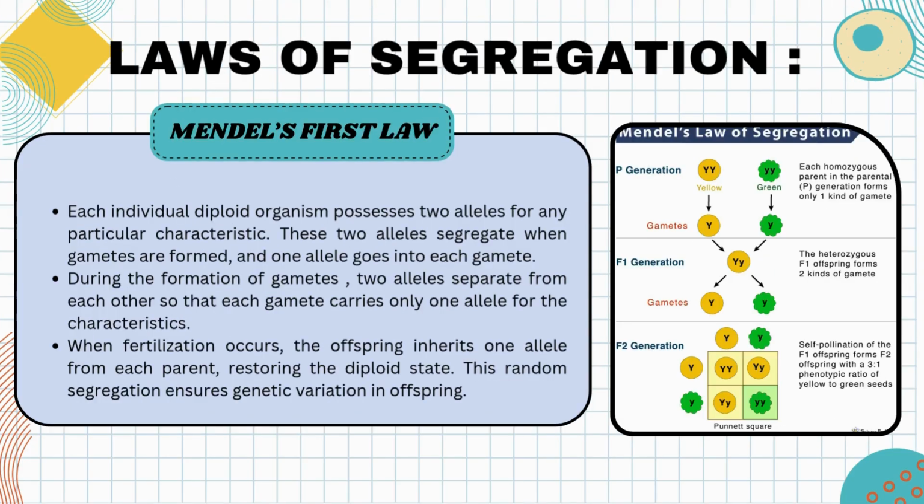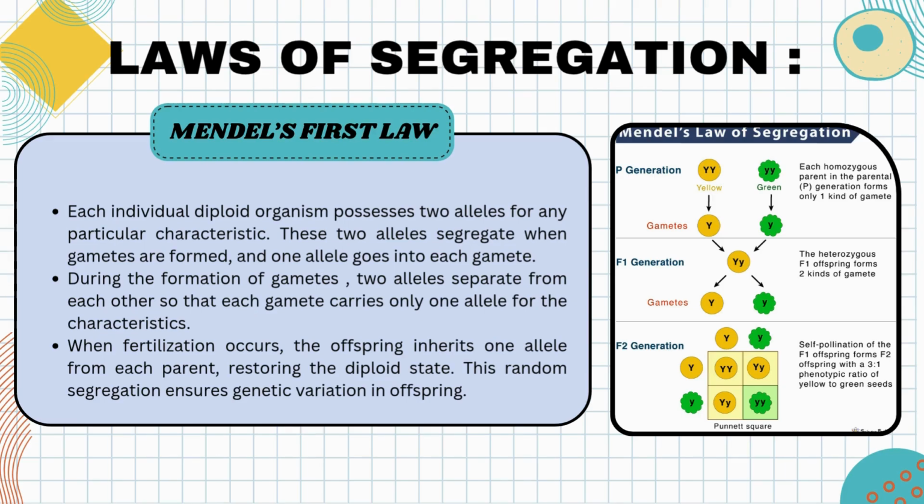Hi, I'm Hana. I'm going to start with Mendel's first law, also formally known as the law of segregation. This law explains how traits are passed from parents to offspring. This law is built upon three core principles. Firstly, every individual diploid organism, like us, possesses two alleles for each specific characteristic. When gametes are formed, these two alleles segregate, or separate, so that only one allele ends up in each gamete.